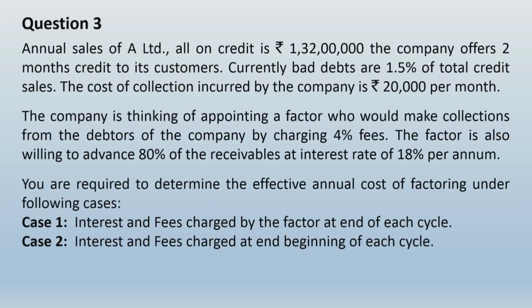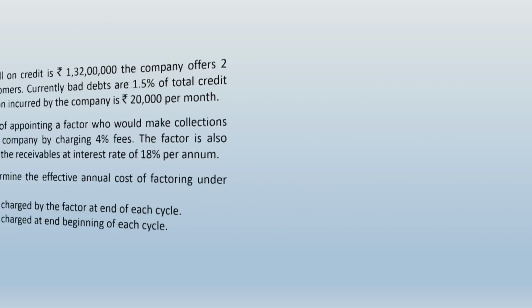You are required to determine the effective annual cost of factoring under following cases. Case 1. Interest and fees are charged by the factor at end of each cycle. Case 2. Interest and fees are charged by the factor at the beginning of each cycle. That means you have to now approach this question in two different scenarios, when the factor is charging the fees and interest at end of each cycle, and then case 2 at the beginning of each cycle.